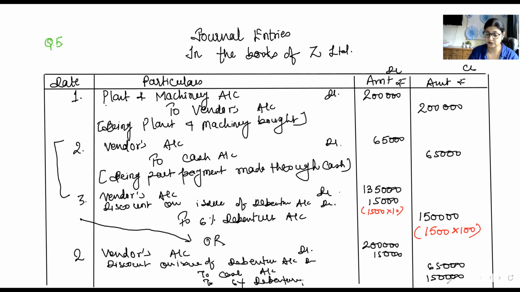In this case also your entry should tally: 65,000 plus 1,50,000 is equal to 2,15,000, and this is the total of your debit side. So this is how you will pass the entries when issue of debenture for consideration other than cash is done and where part payment is done through cash or bank. If this payment was done through bank, we would have simply written bank in place of cash. I hope this is very clear to you. Okay, let's meet in the next video.